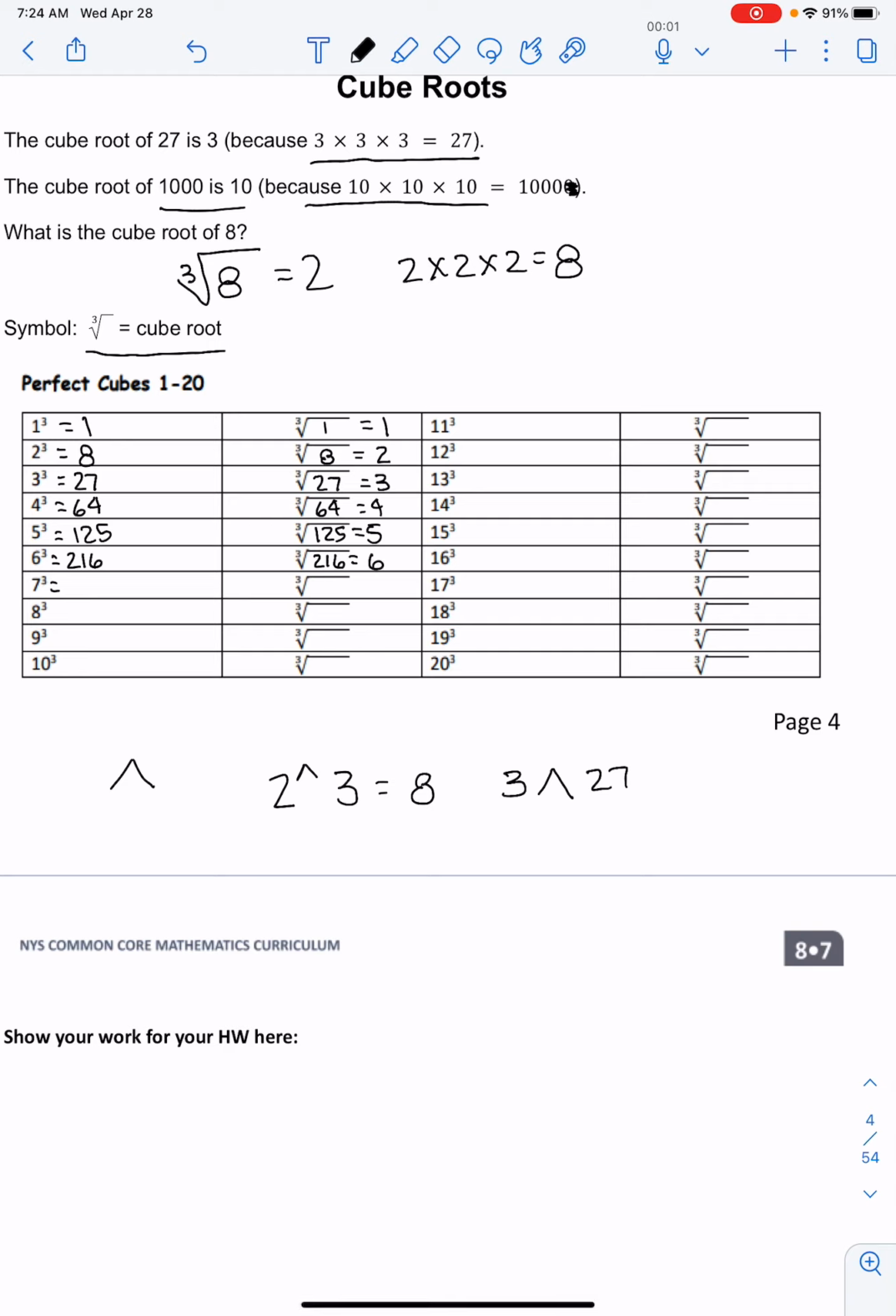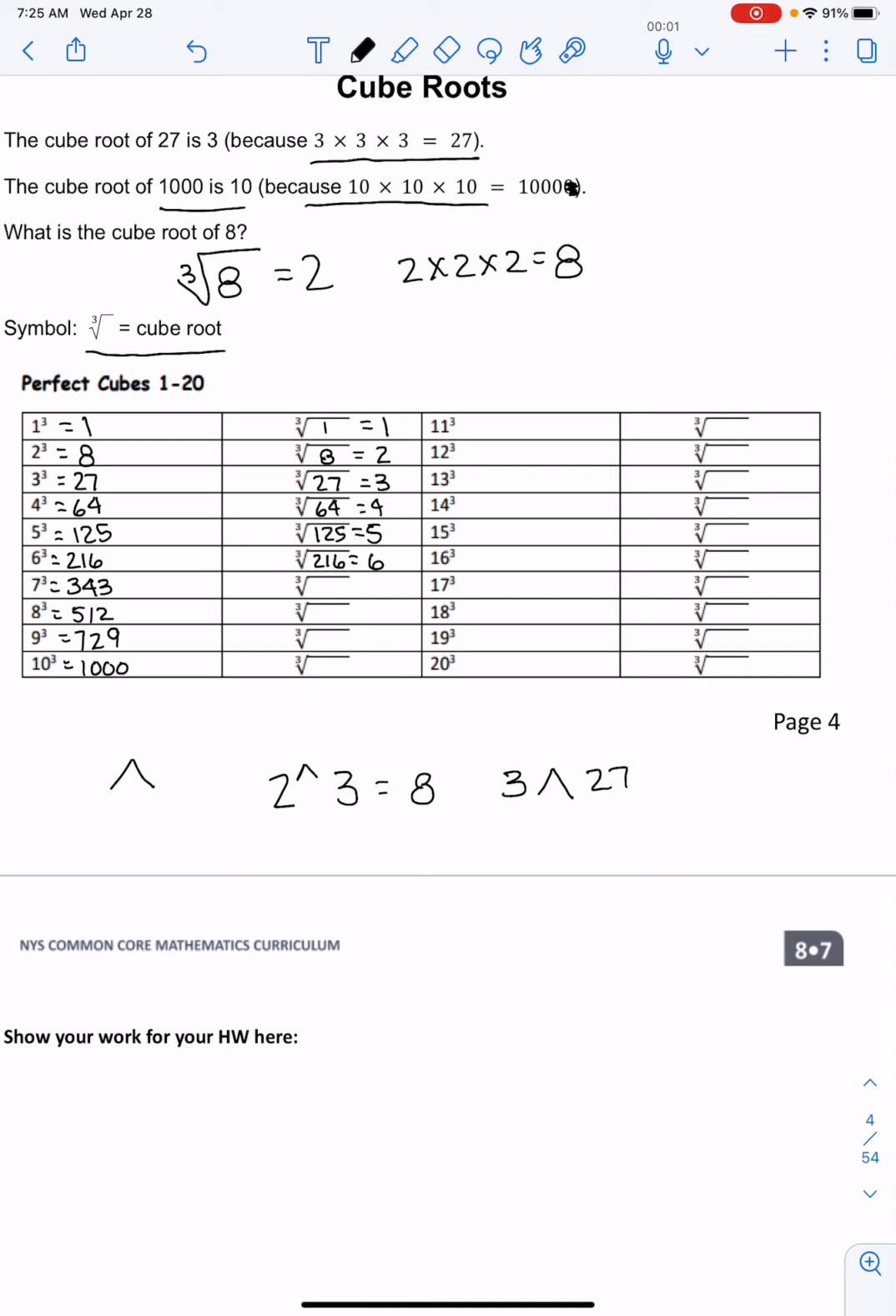7 cubed is 343. And I'm going to kind of just go down this row here. 8 cubed is 512. 9 cubed is 729. And 10 cubed is 1,000.